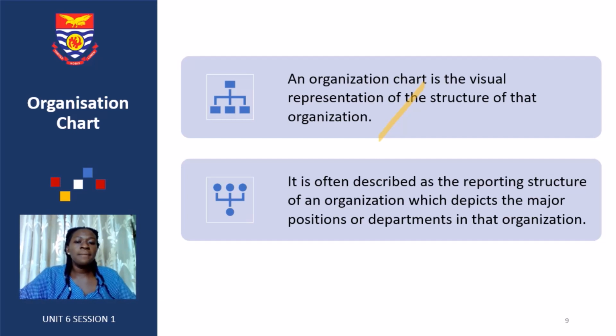So it is often described as a reporting structure of the organization, and it depicts the major positions and departments within the organization. If you go to a hospital and you see the organogram, you see who is the head, who is the MD, who is the nursing manager, the various positions, the various functions and the various departments they have. That is the organizational chart. It's supposed to make it easy for us to grasp the organization when we see it. So in all, it's a pictorial, graphical or visual representation of the structure of the organization.